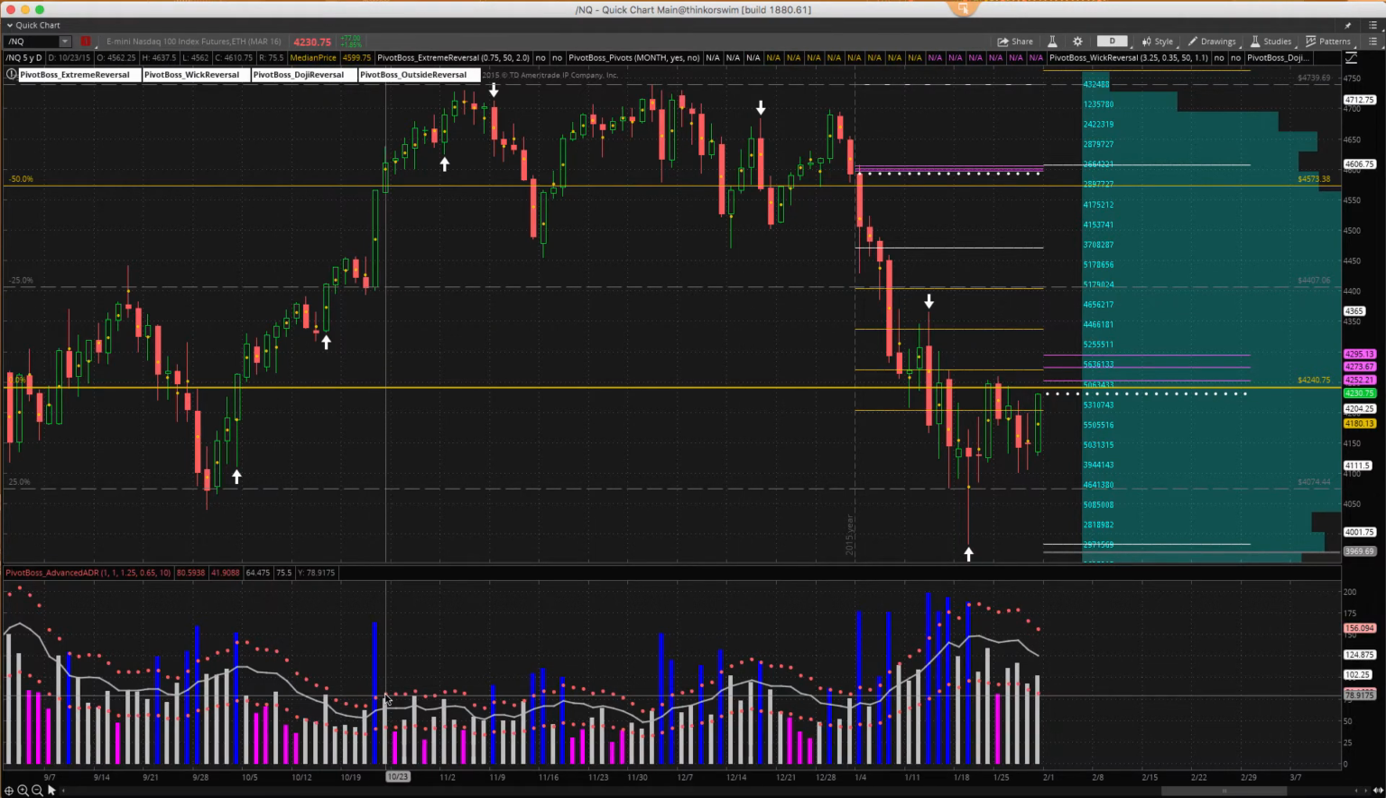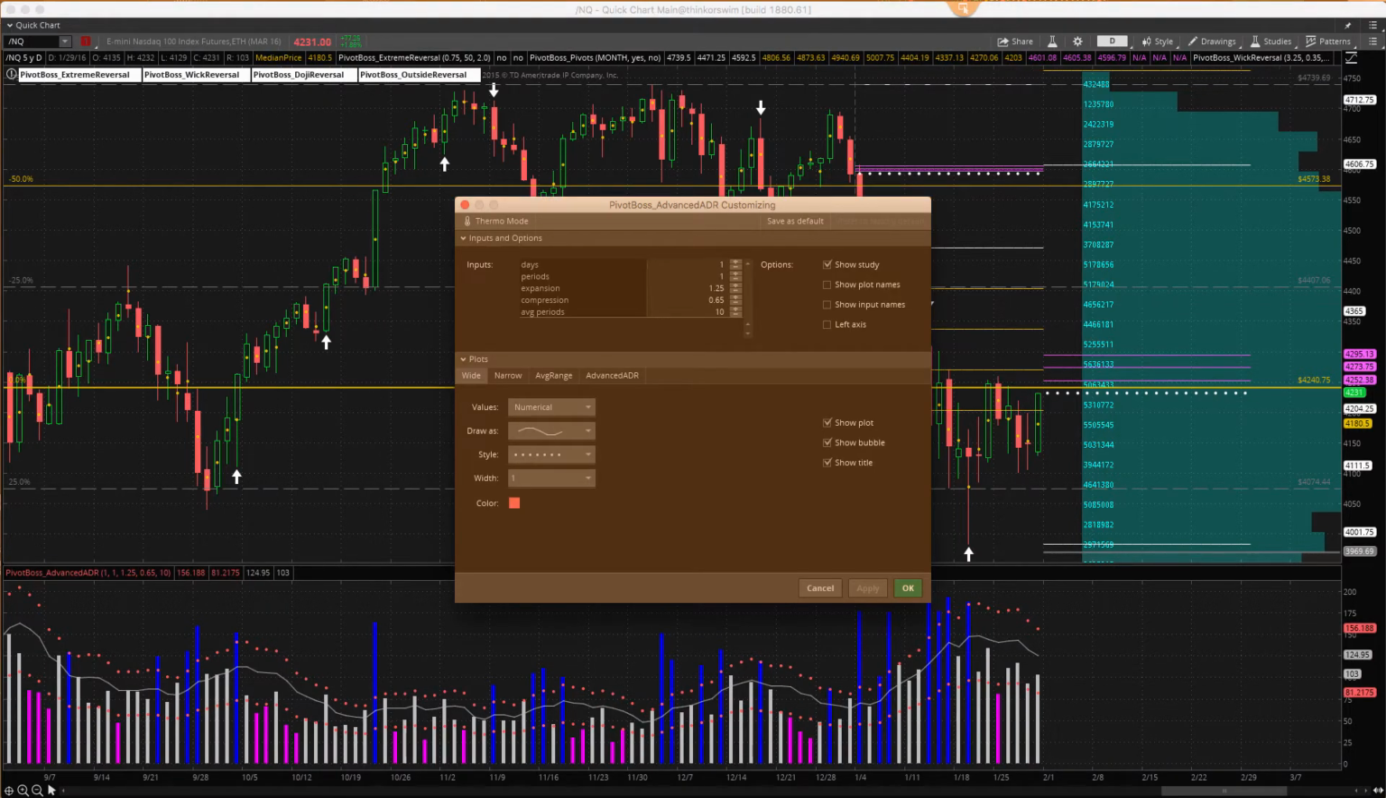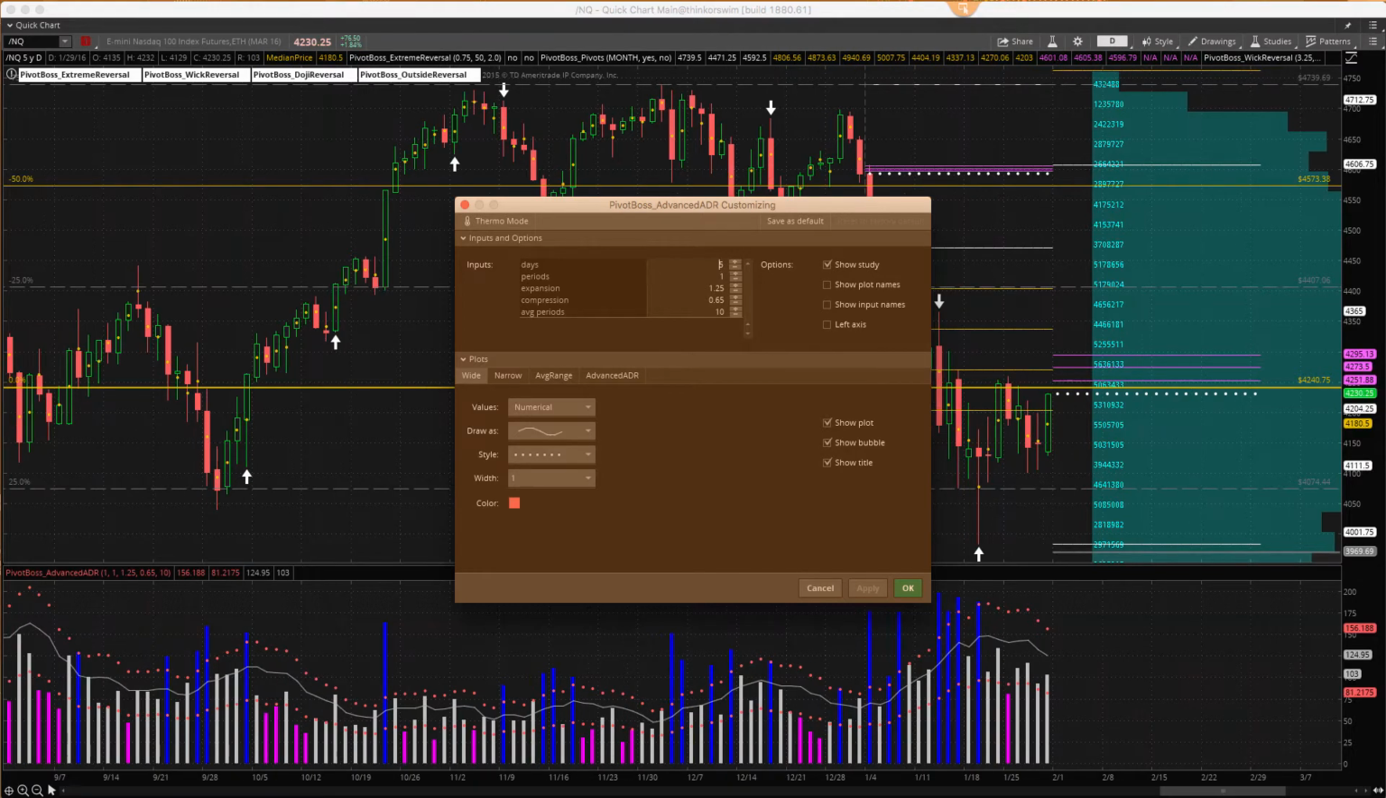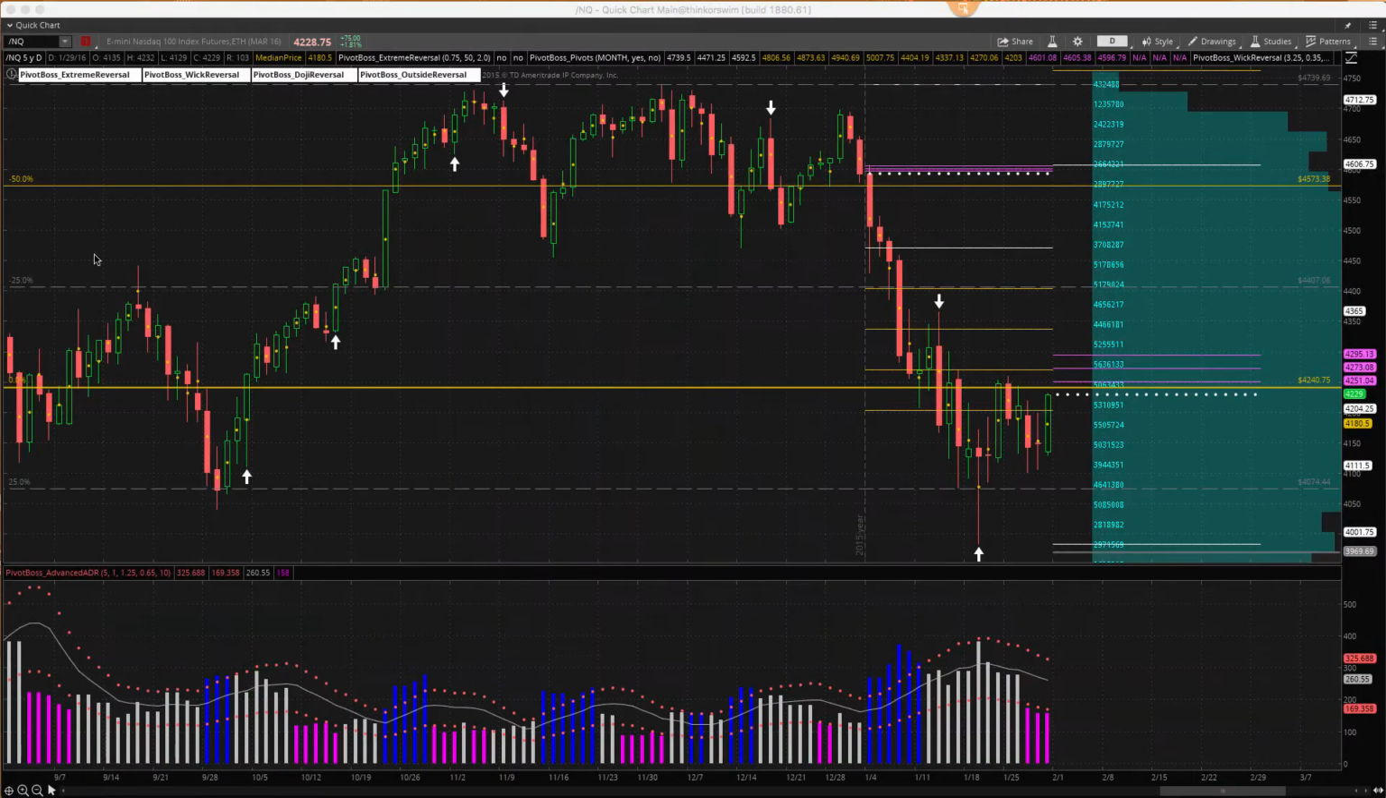Okay, let's change this now. Let's go 5-day range. Let's see. All right, so here's a 5-day range analysis. Okay, so this is what I really like.